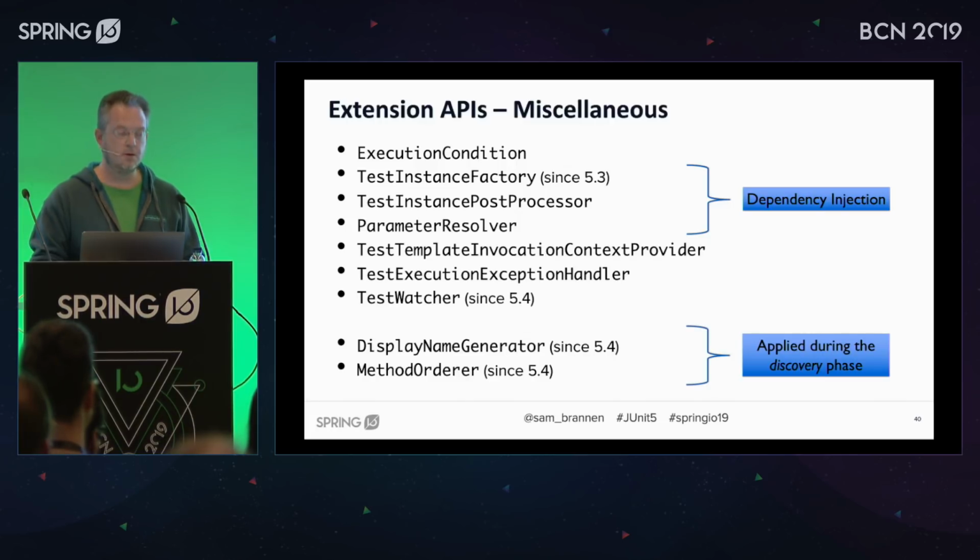So let's look at those last two in a bit more detail. And these are actually different from all the other extensions because these last two are applied during the discovery phase, so before the tests are actually executed. So when JUnit is looking for the tests.